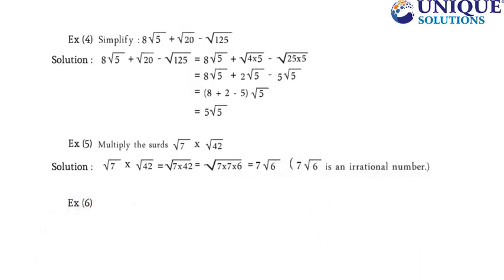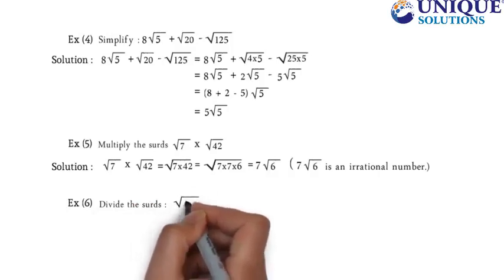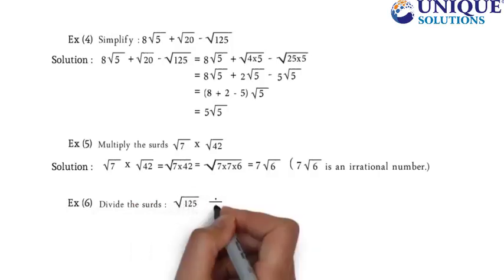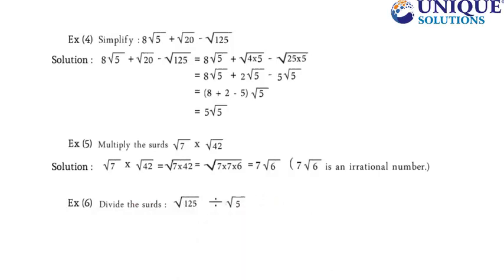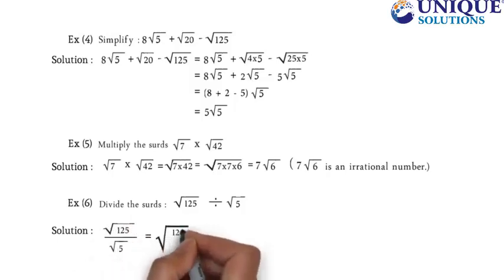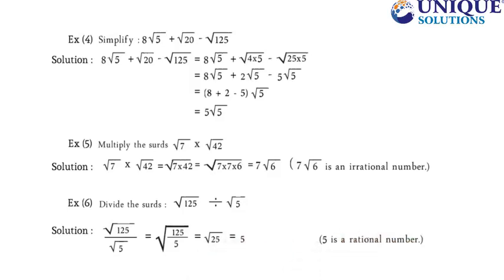Example 6. Divide the surds: square root of 125 divided by square root of 5. Solution: square root of 125 upon square root of 5 is equal to square root of 125 upon 5, which is equal to square root of 25, which is equal to 5. 5 is a rational number.